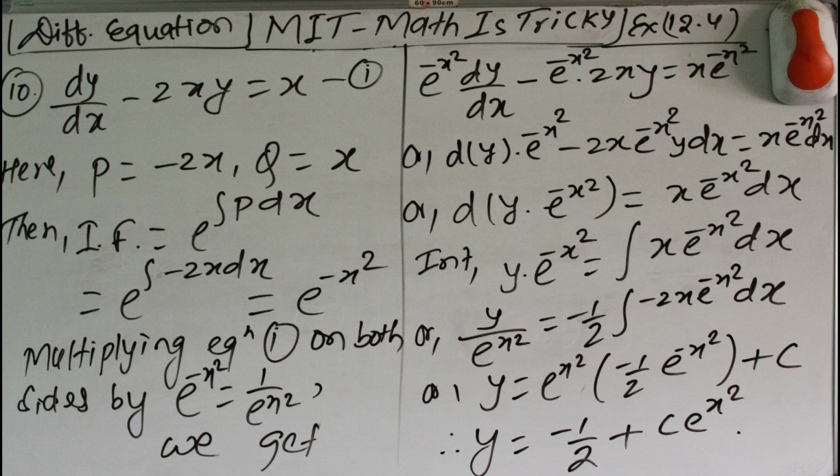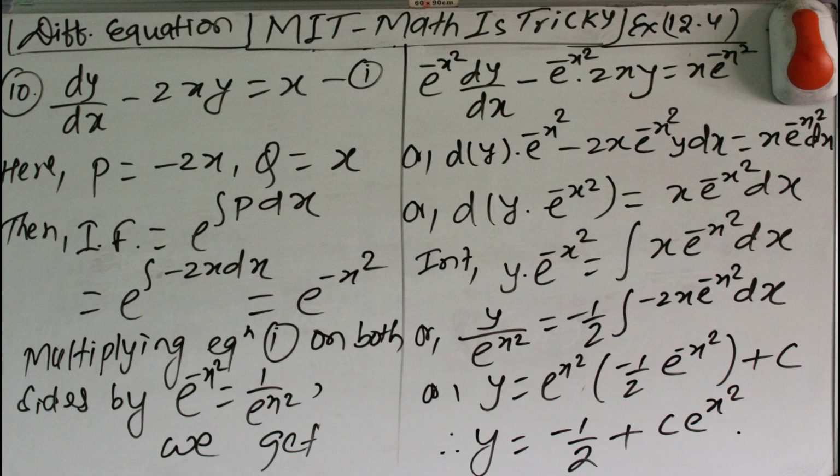And then simplifying, we'll get y = e^(x²) · (−1/2 e^(-x²) + c), which is simply (−1/2 + c) · e^(x²). And this is the solution for question number 10.